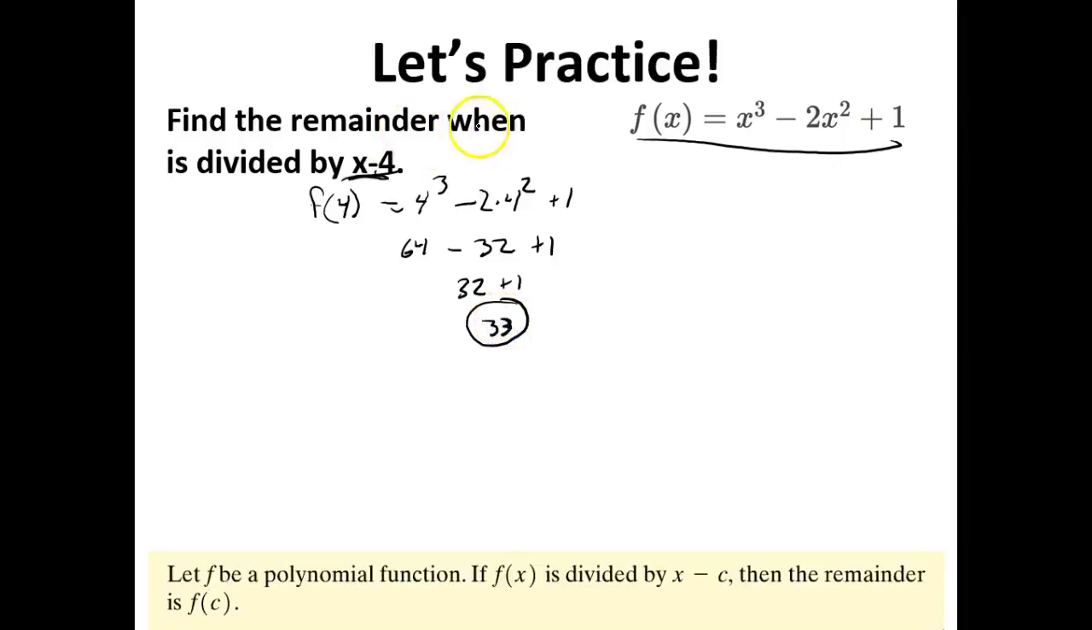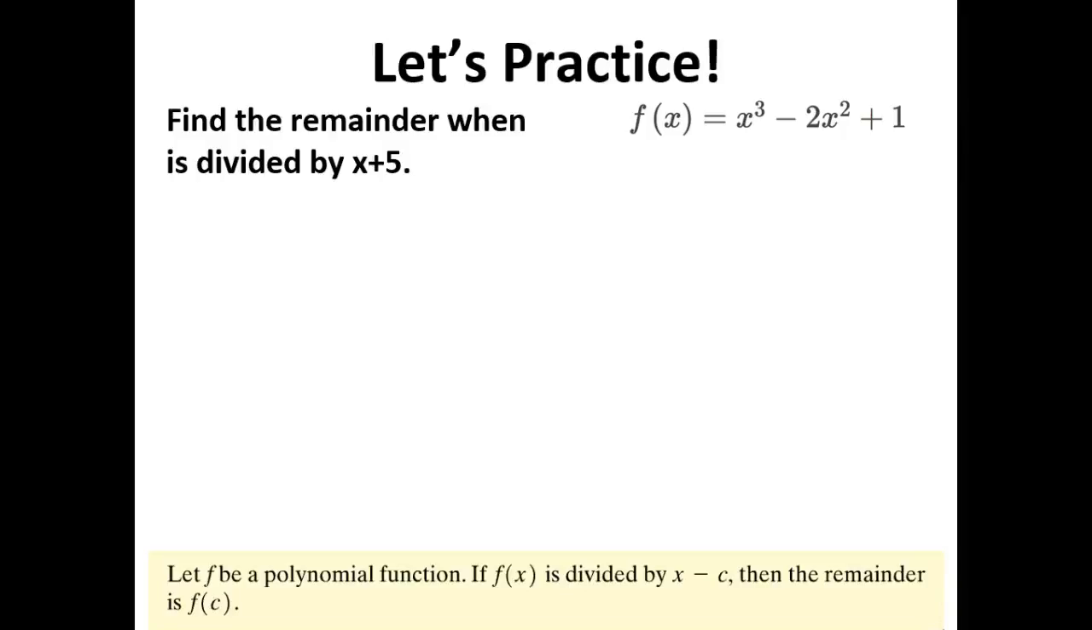So if we take this function and divide by x minus 4, we are going to get a remainder of 33. And the way I found that remainder was by putting in what would make this 0, into the function. So 4 minus 4 would be 0. The 4, without the sign here, is what gives the remainder.